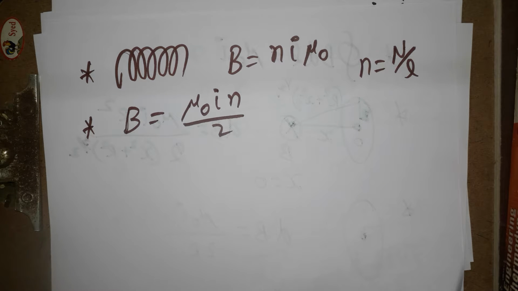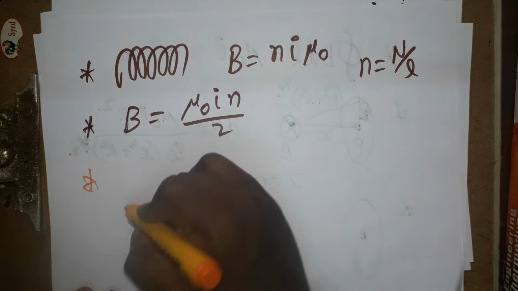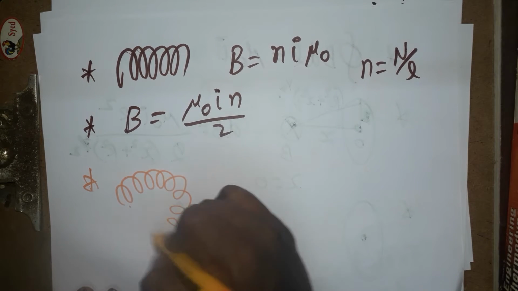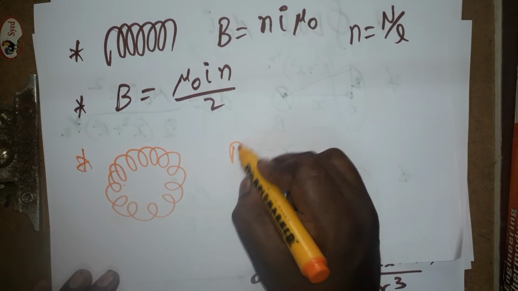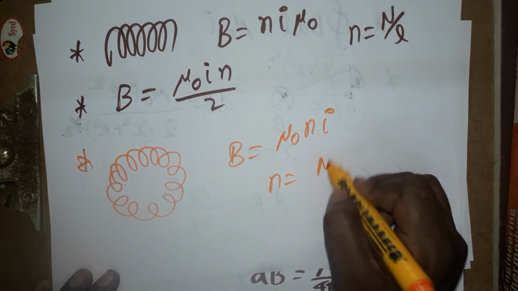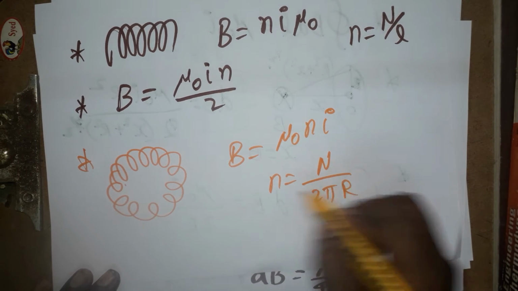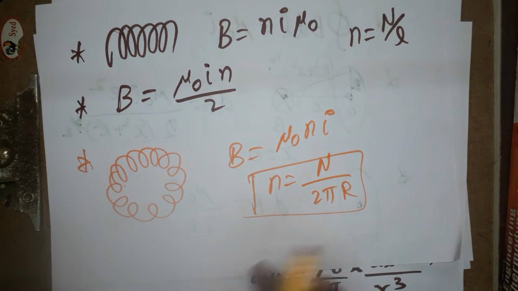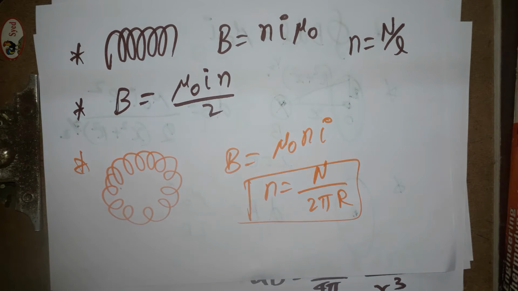If you want the toroid coil, what is the magnetic field? The toroid coil will be like this, the infinite coil. B is equal to mu naught n I. Same formula, but n is equal to N divided by 2 pi r, the circumference of the circle. It's a very important formula.